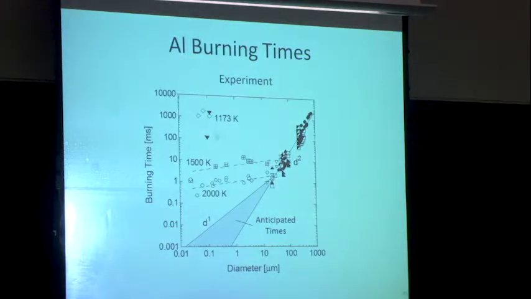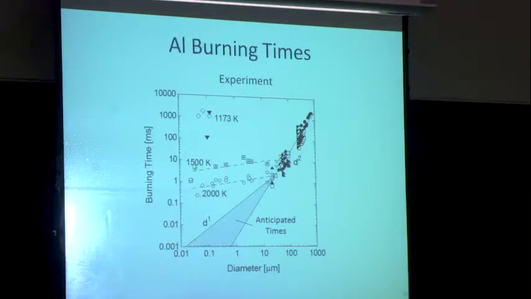Remember, I actually showed this plot earlier. This was the d squared law for aluminum particles. You got something like really d to the 1.8 instead. And what you would have anticipated then, if I go to very small particles, is something like d to the 1. But experimentally, this is actually what you observe.